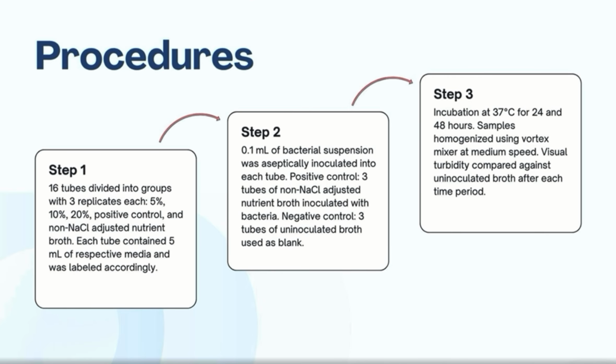For procedure, step 1: 16 tubes divided into groups with 3 replicates each: 5%, 10%, 20%, positive control and non-NaCl adjusted nutrient broth. Each tube contained 5 ml of the respective media and was labeled accordingly. Step 2: 0.1 ml of bacterial suspension was aseptically inoculated into each tube. Positive control: 3 tubes of non-NaCl adjusted nutrient broth inoculated with bacteria. Negative control: 3 tubes of uninoculated broth used as blank.